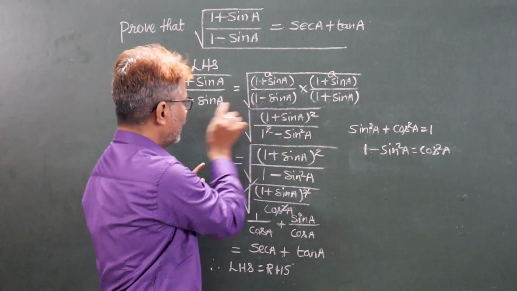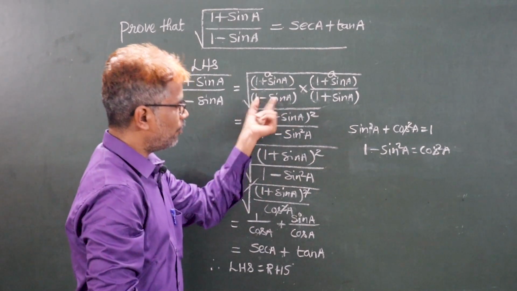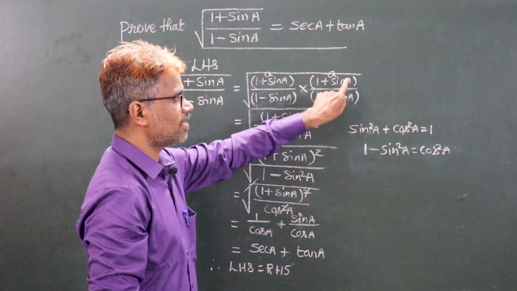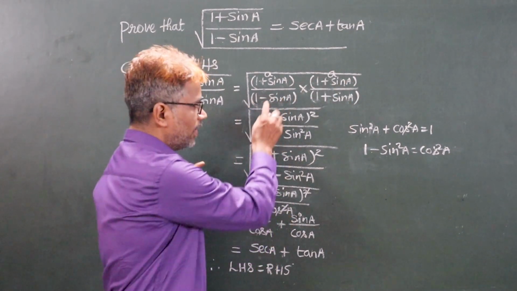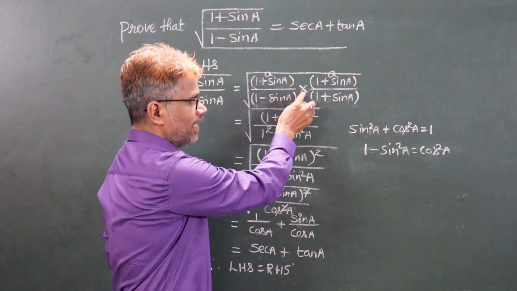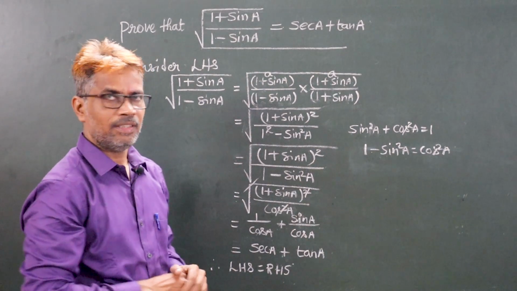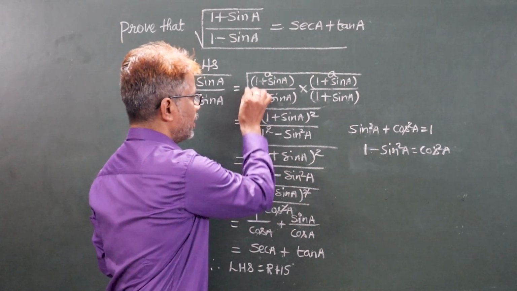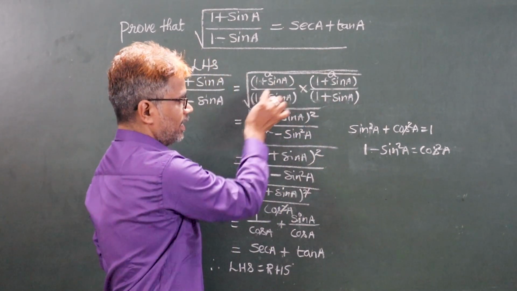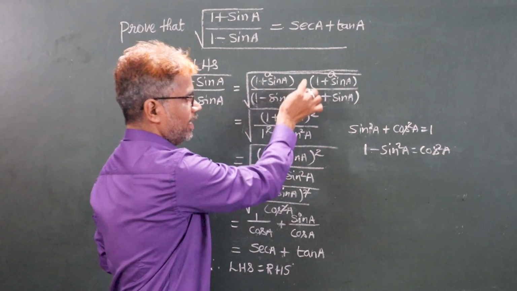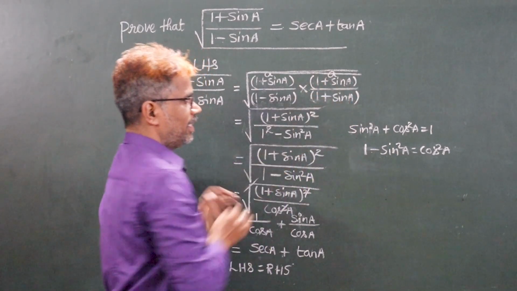In the denominator we have 1 minus sin a. The conjugate of 1 minus sin a is 1 plus sin a. For the rationalization of the denominator, we need to multiply and divide it by the conjugate of the denominator. Therefore, the expression reduces to square root of (1 plus sin a) divided by (1 minus sin a) into (1 plus sin a) divided by (1 plus sin a).